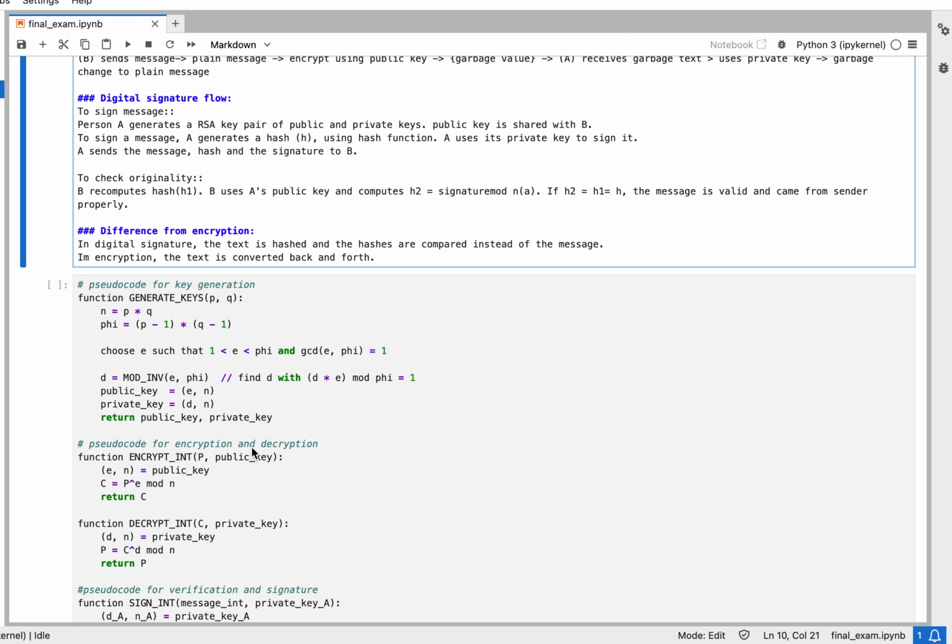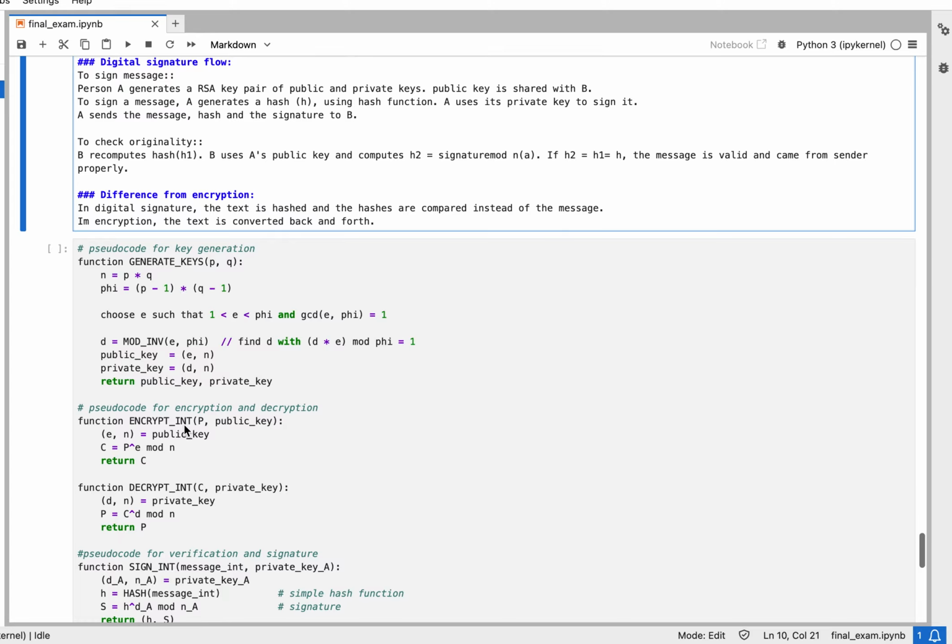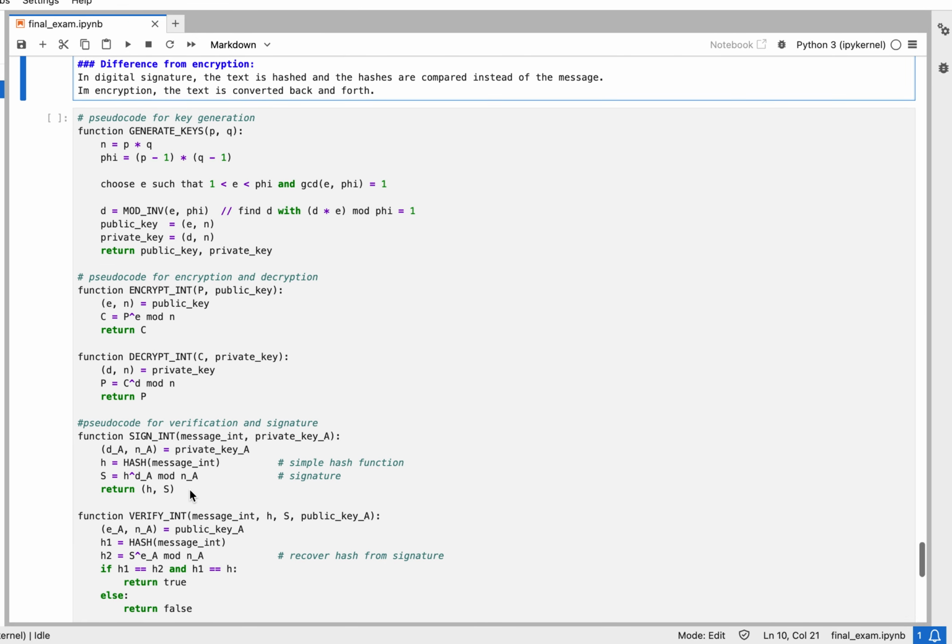A key generation function takes small primes p and q, and it computes n, theta n, and it picks an appropriate e and finds d using a modular inverse function. The functions encrypt_int and decrypt_int are used to handle the RSA encryption and decryption part. The functions sign_int and verify_int are used so that the signature and the verification process are implemented on a small integer hash.